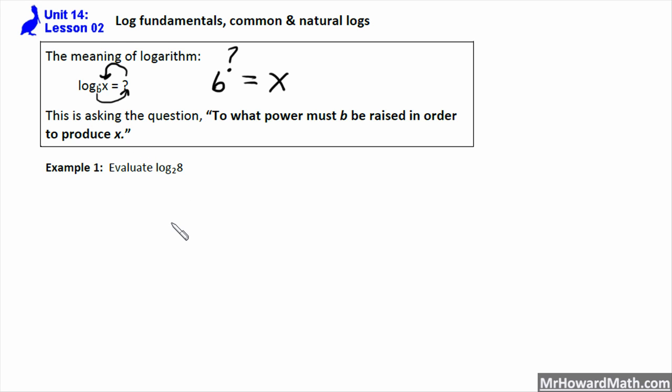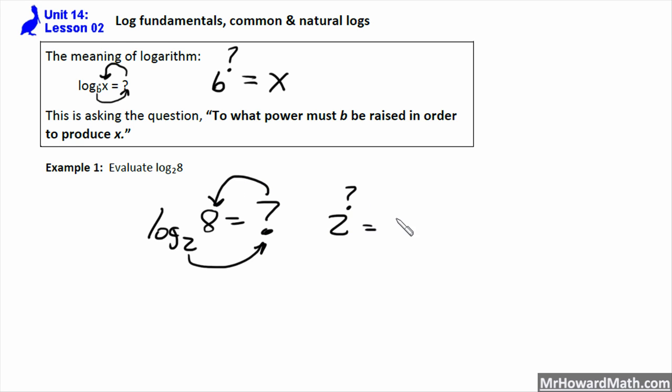So evaluate log base 2 of 8. So log base 2 of 8 equals what? So 2 to what power will equal 8? Well, 2 cubed is 8, so that means this logarithm is equal to 3. And then you can check it. Use your loop rule here. So 2 cubed needs to equal 8. Check. That's right. So log base 2 of 8 is equal to 3. The answer is 3.